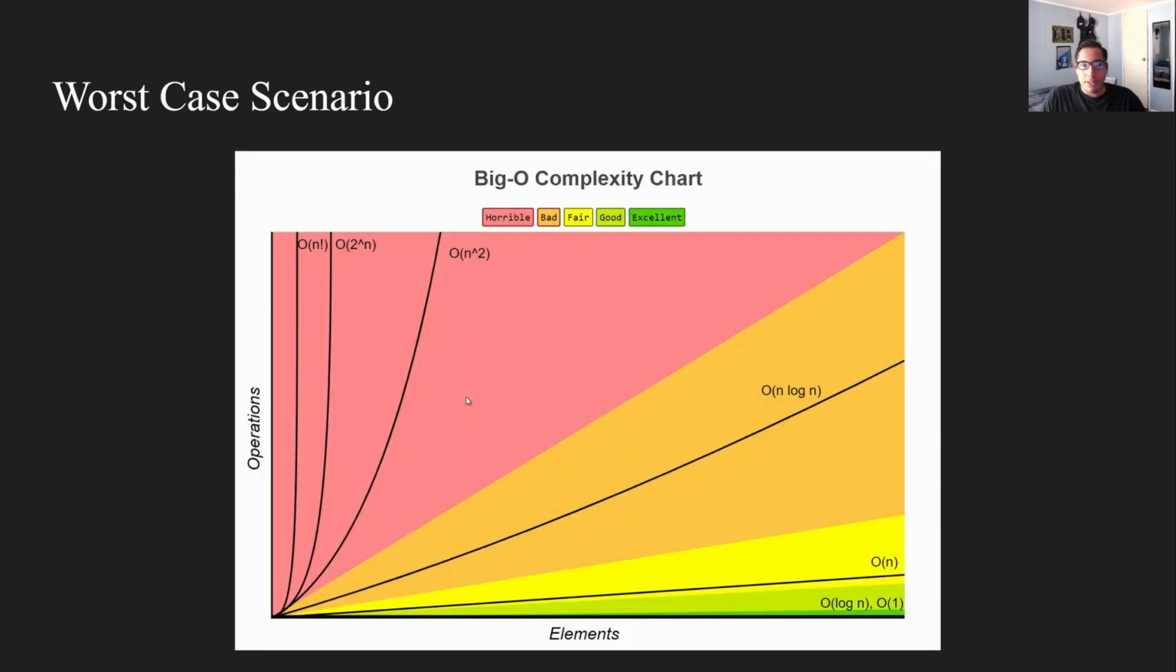So this right here, continuing on with worst case scenario, this chart tells us how all the different notations compare to one another and how they rank from worst to best. So if an algorithm had O of 1 and had O of 2 raised to the nth power, you would neglect the O of 1 because the O of 2 to the n is worse, so you want to declare that algorithm as O of 2 raised to the nth power.